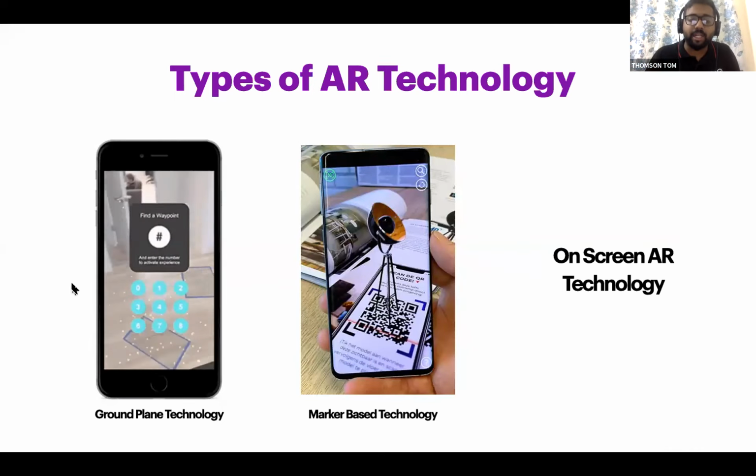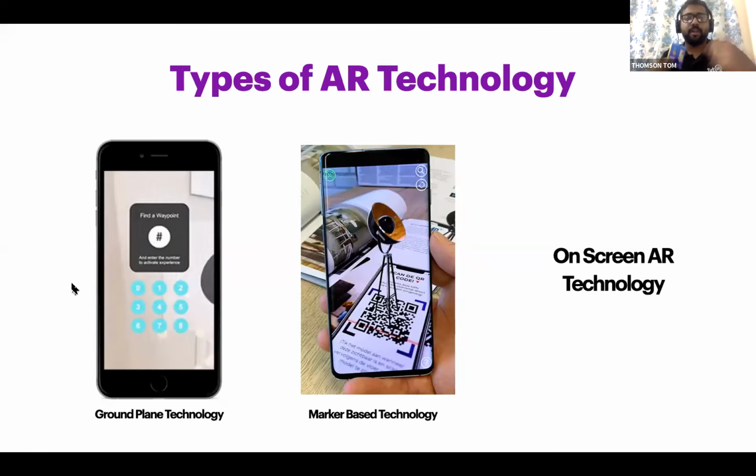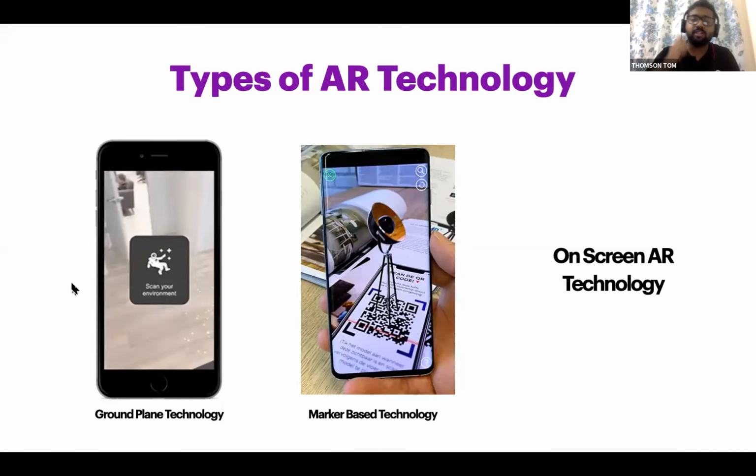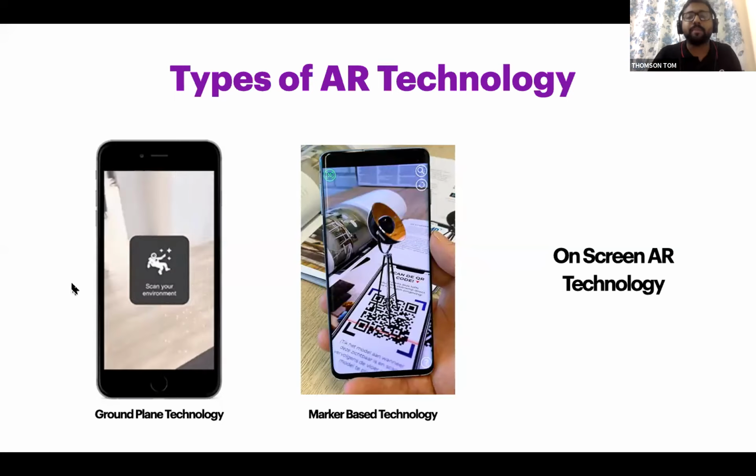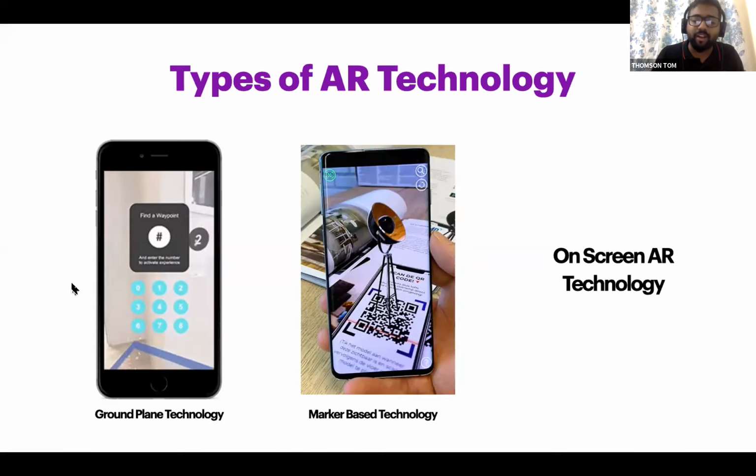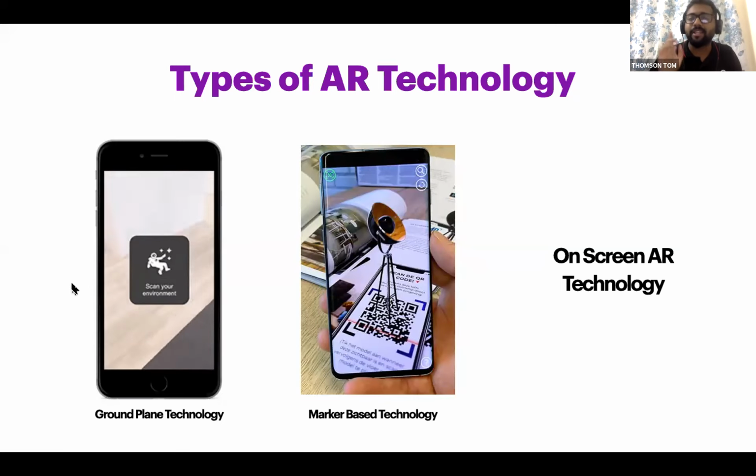Second is marker-based technology, where you have an image marker, like any unique image. When you show that image to the mobile phone, the 3D model pops up. Okay, so this is another technique. Here, if you have 100 topics, you need 100 different images to show to your camera to get the model popped up. So that is also practically difficult. Next is on-screen AR technology. I'm going to explain on-screen AR technology in a later slide.